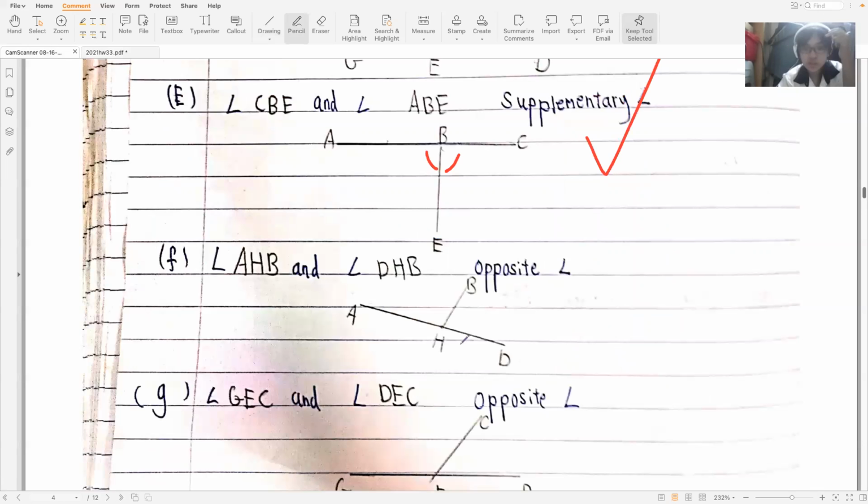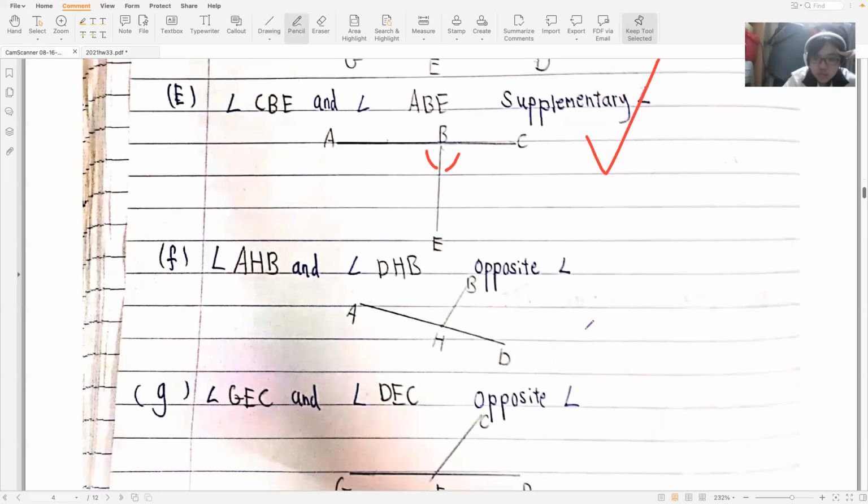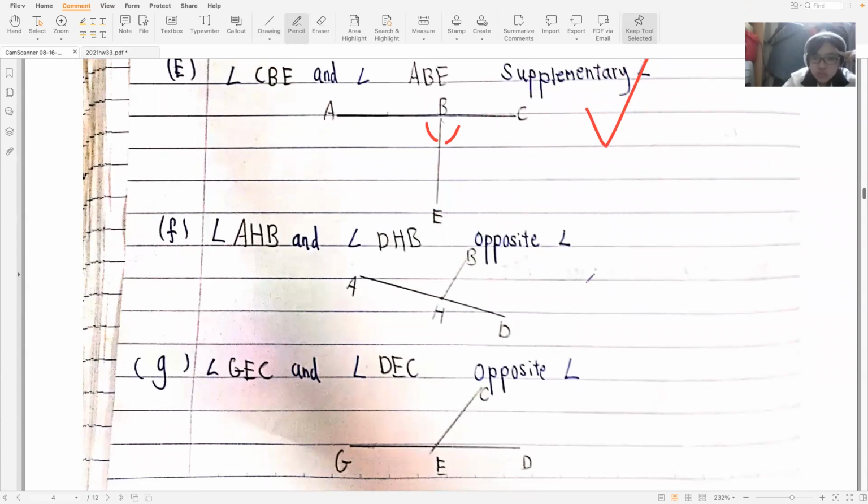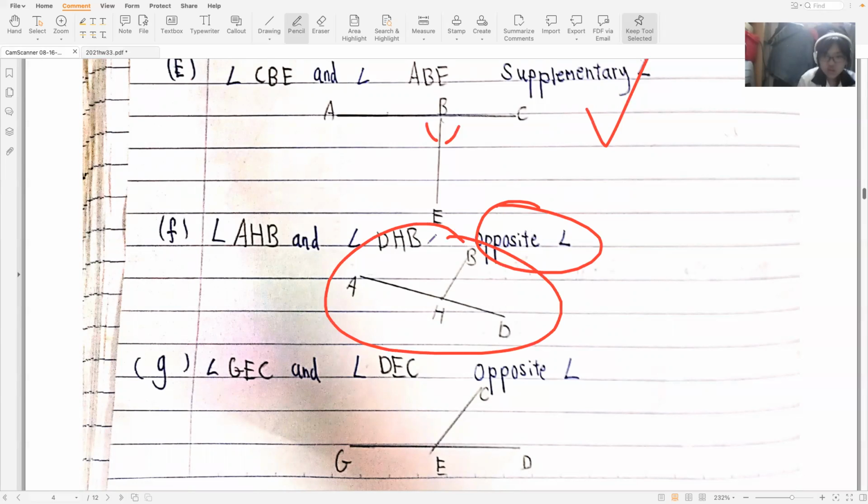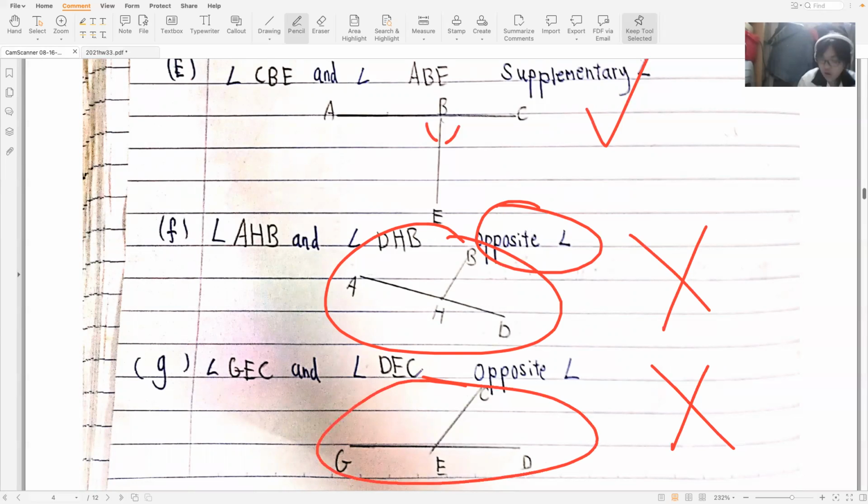Okay, next, opposite. How do you choose opposite angle? It needs to cross. It needs to be an X. Okay, is there an X here? So opposite is X, right? Like you said, opposite X, right? Is there an X? Is this an X?